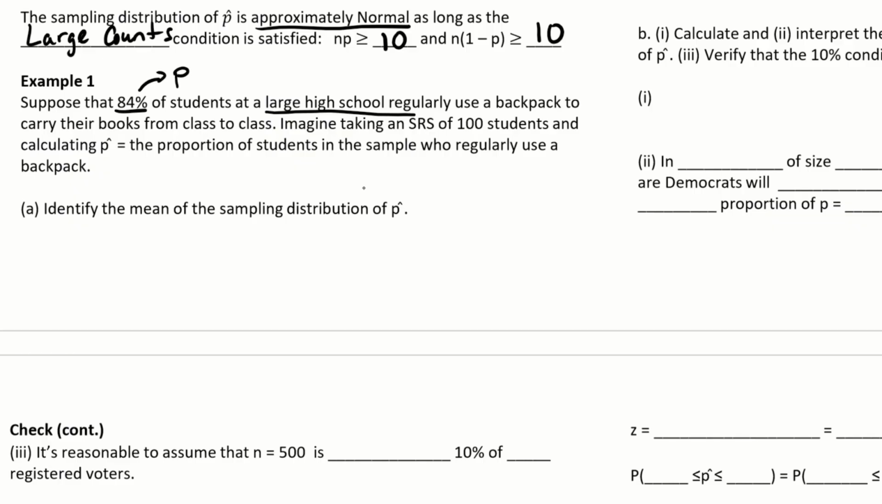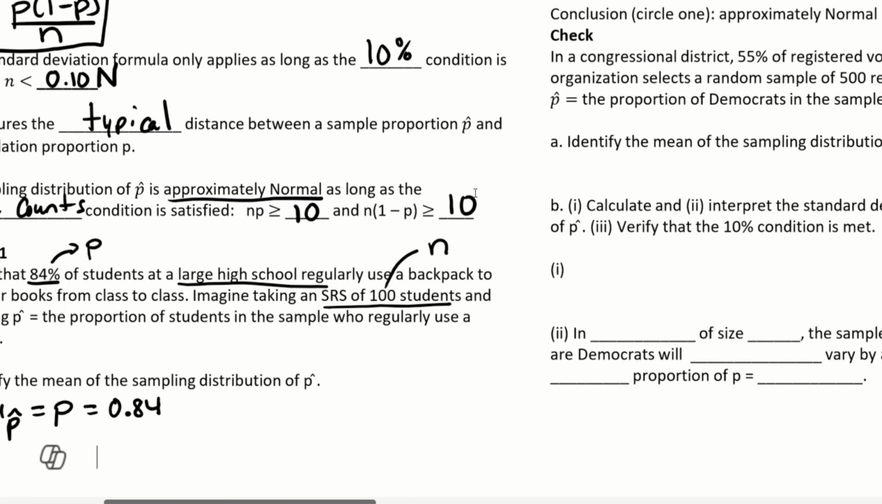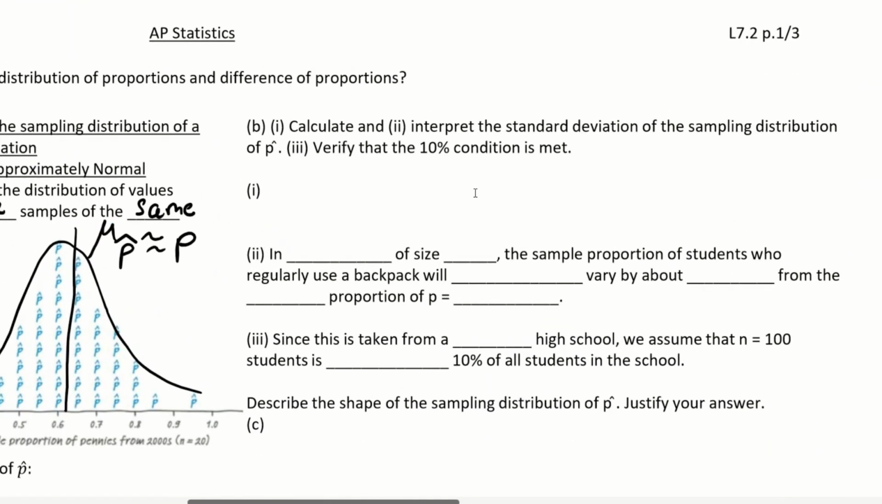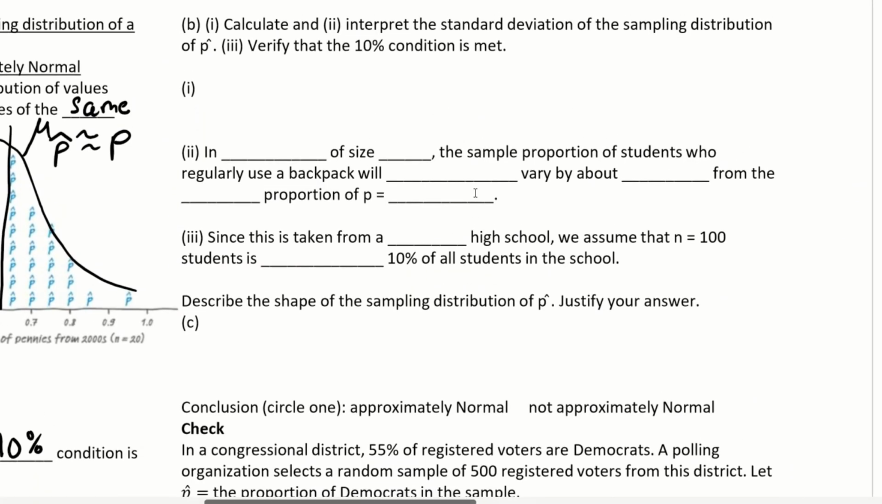And then imagine taking an SRS of 100 students, so that's our n. So n is 100, and calculating the p-hat, which is the proportion of students in the sample who regularly use a backpack. So identify the mean. Okay, so the mean is mu p-hat is equal to p, which is the population proportion, which is 84%, or 0.84. Okay, so there's the mean.